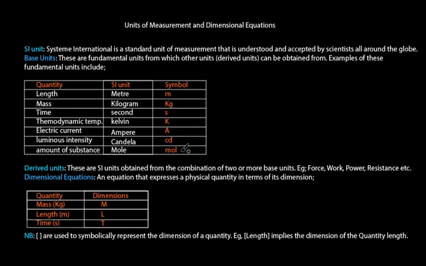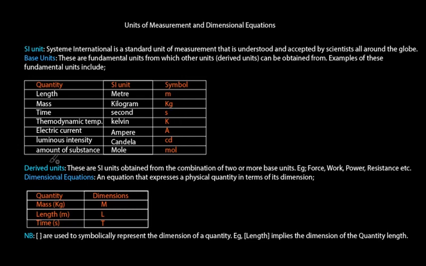Now take good note of the symbols. The meter is small m, and the kilogram is capital K and small g. The second is small s, and the Kelvin is capital K. For electric current, the symbol is capital A for ampere. So let's take note of these symbols when we use them as the units of quantities.